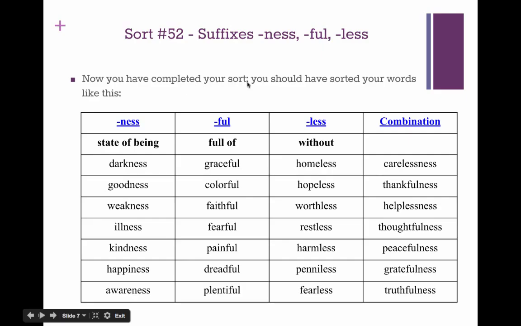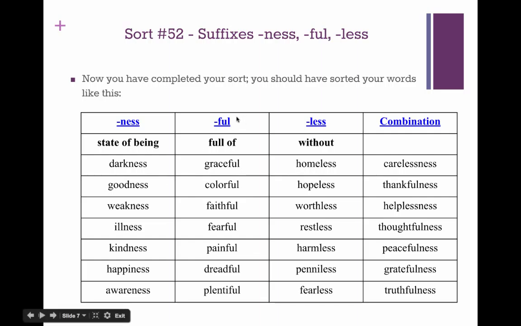All right, now that you've completed your sort, you should have sorted your words like this. In the column with ness, remember that ness means the state of being. So you have darkness, goodness, weakness, illness, kindness, happiness, and awareness. So that means like you are in the state of, or something is in the state of being dark. Something is in the state of being good. Something is in the state of being weak. You get the idea there.